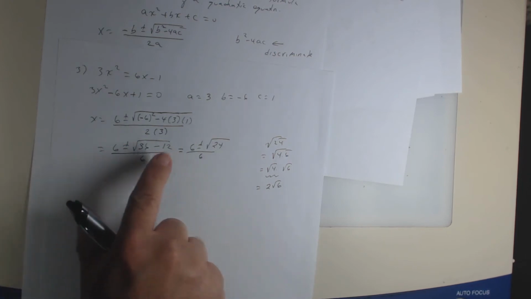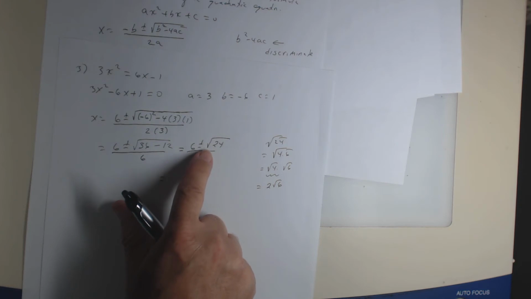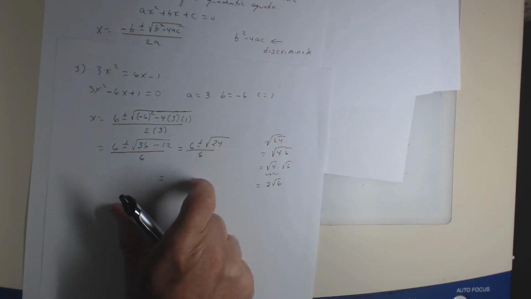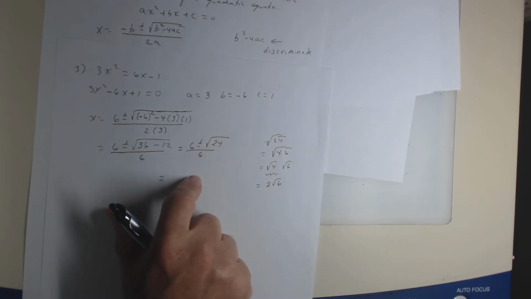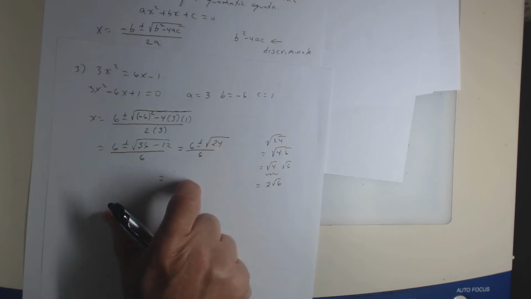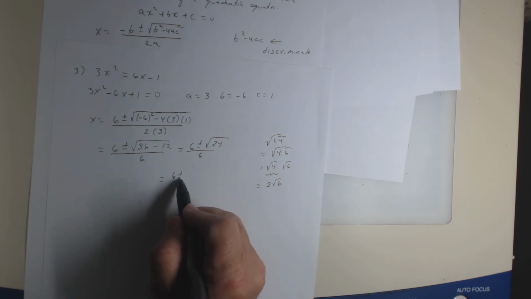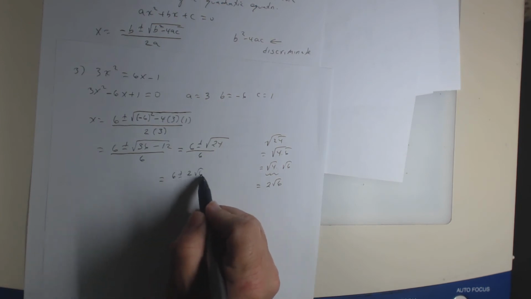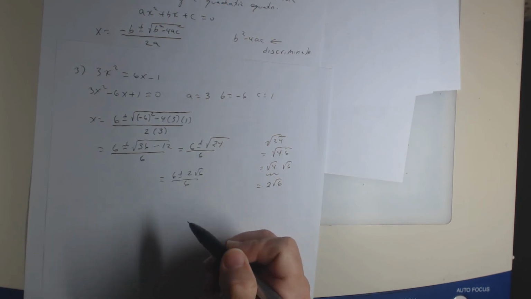So remember, in the previous 2, we stopped here, right? That's why we stopped in the previous 2, because the radical I could not simplify, but now I can. So you want to go further. On my math lab, if you leave it like this, it's going to mark it wrong. So you're going to say 6 plus or minus 2 square root of 6 all over 6.